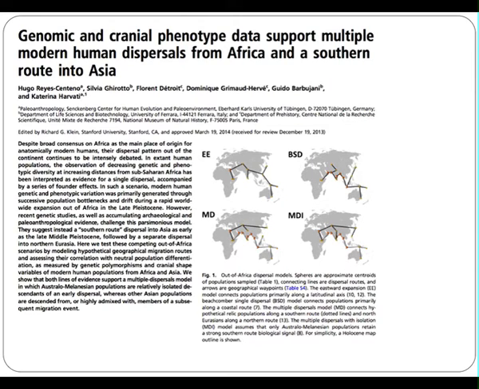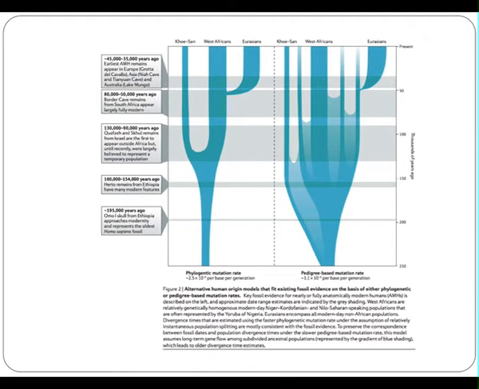Just in the last year or so, we're starting to see perhaps a more nuanced view here, where we're seeing perhaps multiple dispersals from Africa and a southern route into Asia. So instead of it being a simple, one-off exodus, maybe humans came out multiple times. And this is taken from a review that I put into the Dropbox, which is basically looking at the relationships of, say, Khoe-San, West Africans, Eurasians, and how that fits in with the fossil record and so forth.